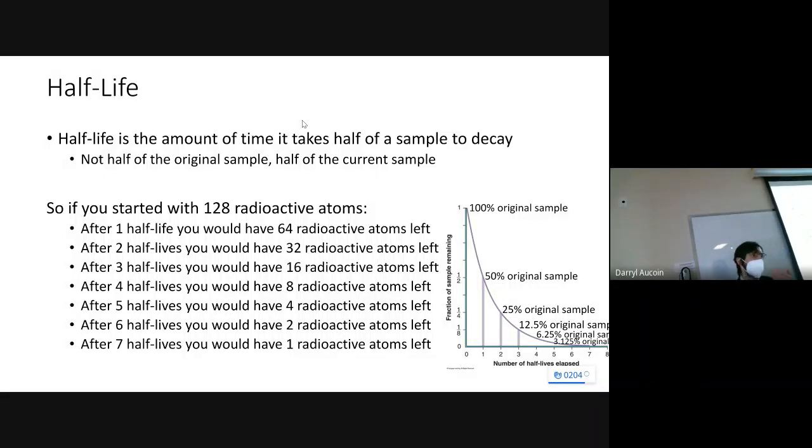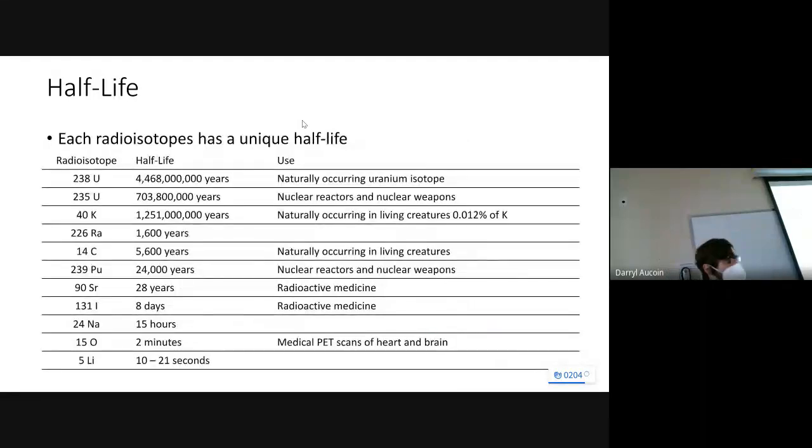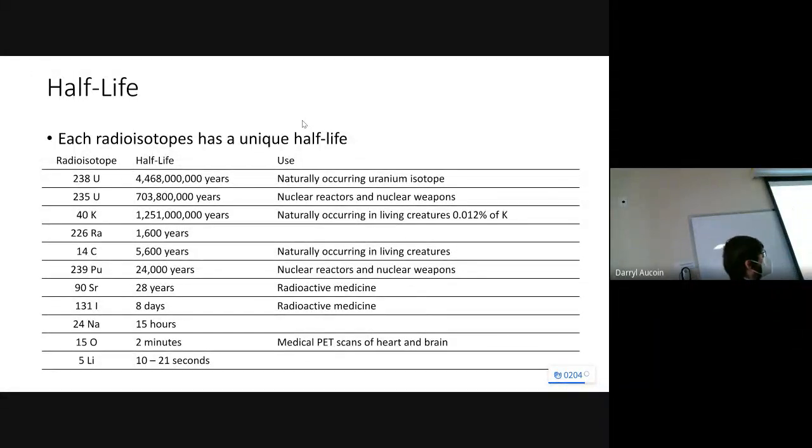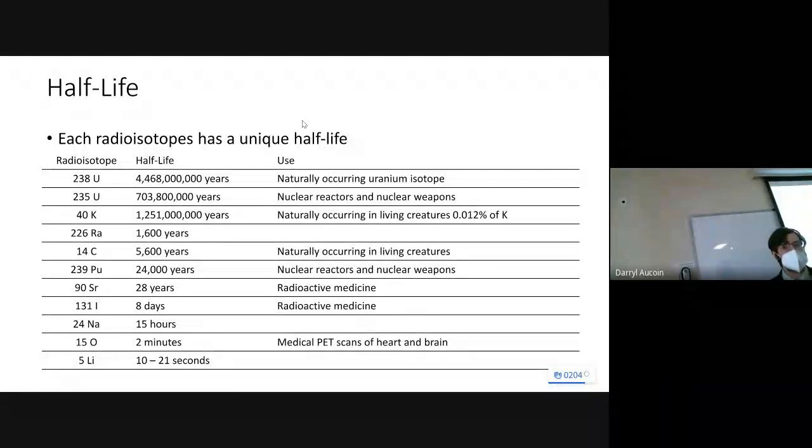But long half-life radioactive materials take a really long time. Even 2 half-lives to get down to a quarter may take centuries or millennia to happen. And this is just showing some different radioactive materials again from that page. Some materials list a really long time. It takes 4 billion years for half of your uranium to decay.